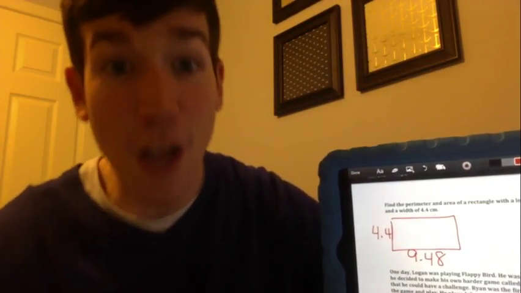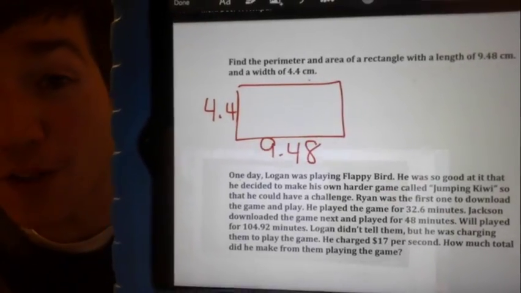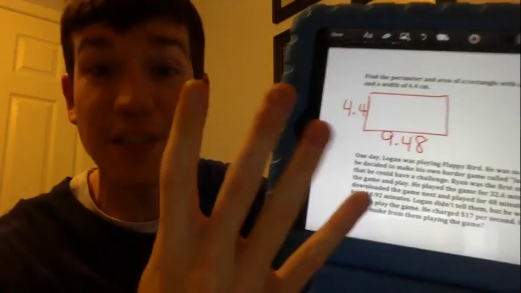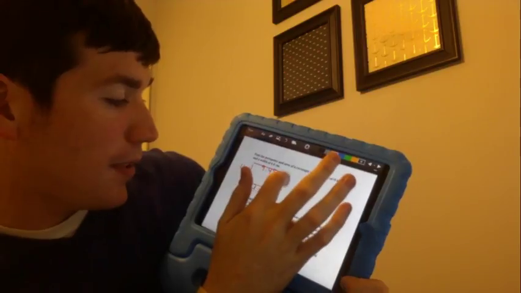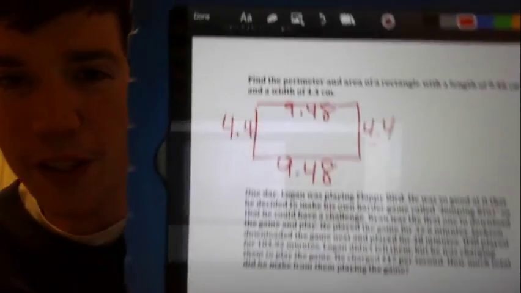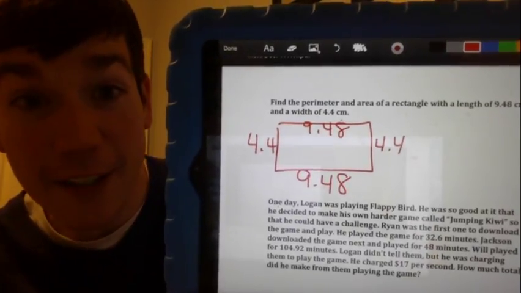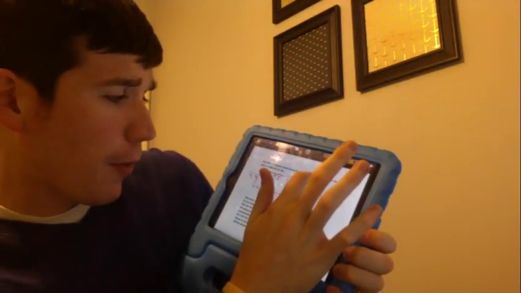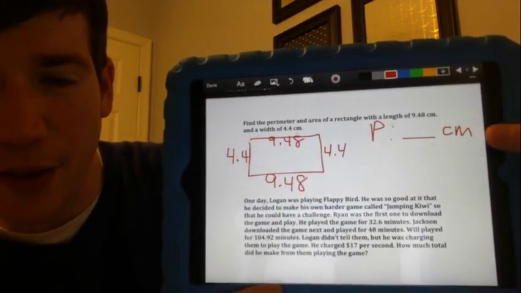So the first thing we got to find is the perimeter. Remember, you add all the sides to find the perimeter. In order to find the perimeter, you have to add all 4 sides. Now keep in mind, if there are 4 sides of a rectangle, you have to add all 4. We know what this side is going to be because it's a rectangle. Opposite sides are congruent. And we know what this side is going to be. In order to find the perimeter, you would add all 4 of those sides. Whatever you get for the perimeter, your answer is going to be in centimeters.